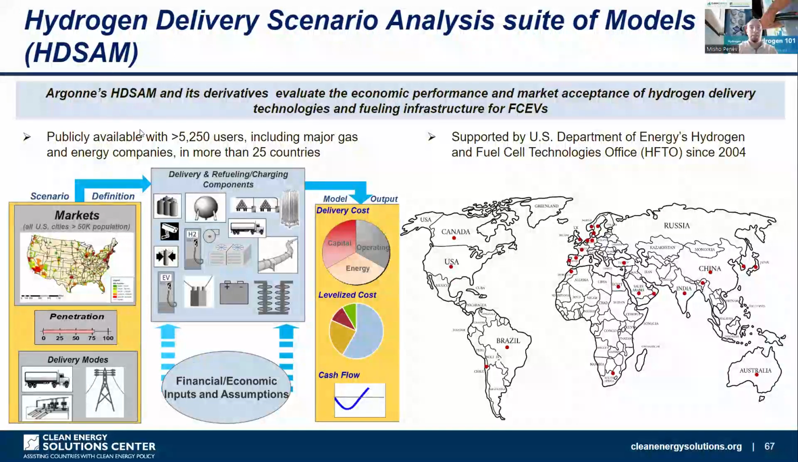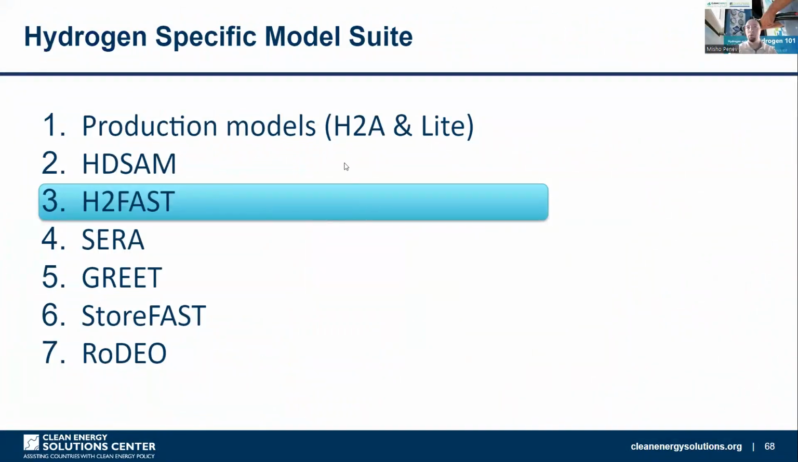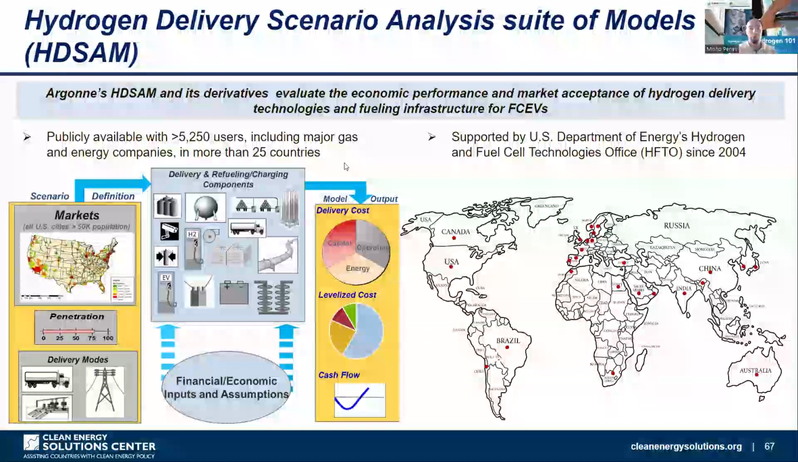Let's go to the next slide. And by the way, this model is also free to download. If you Google HDSAM, the model is developed by Argonne National Laboratory, so HDSAM ANL. That model is going to populate on your Google search, and you can download the model. Next slide.